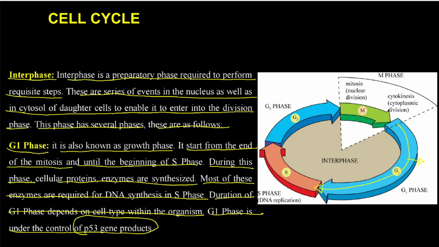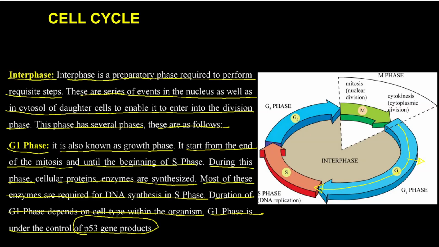The interphase is the preparatory phase required to perform requisite steps. These are a series of events in the nucleus as well as in the cytosol of the daughter cell to enable it to enter into the division phase, and this phase has several phases. Okay, if we go by series, it is the G1 phase, the S phase and the G2 phase. Okay, G1 phase is also known as the growth phase.